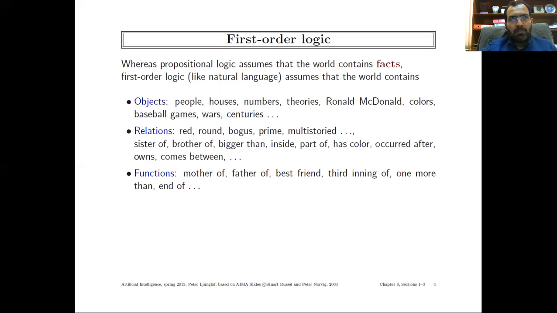So there are two objects which are involved. One is Islamabad itself, and the second one is Pakistan, which it represents. Let's take another example.